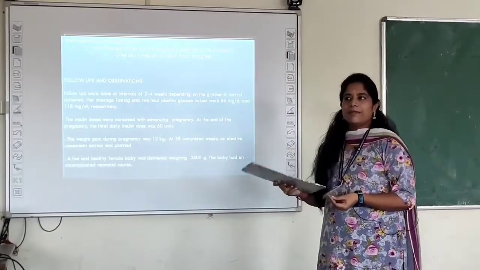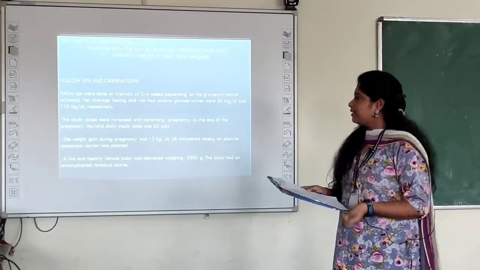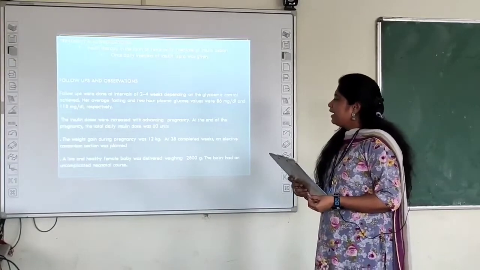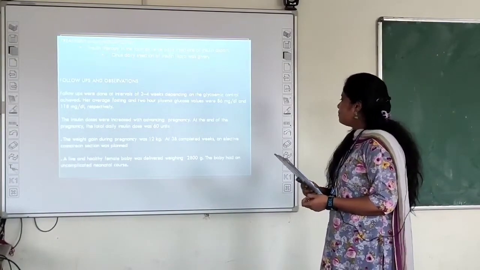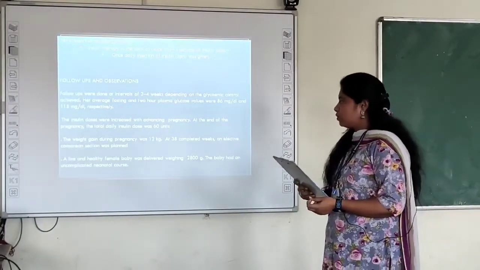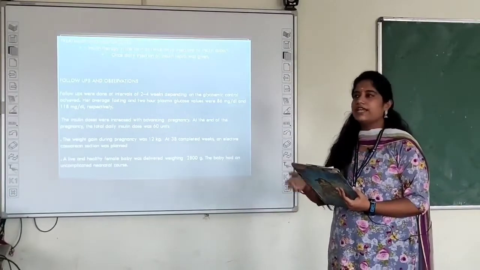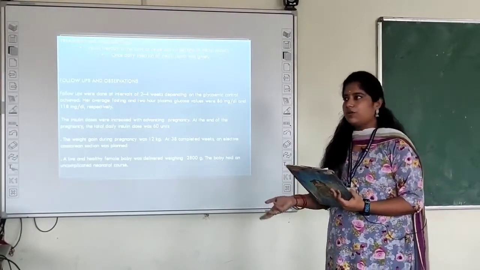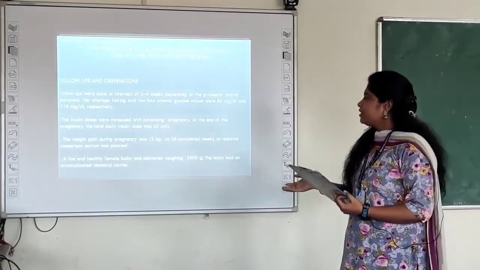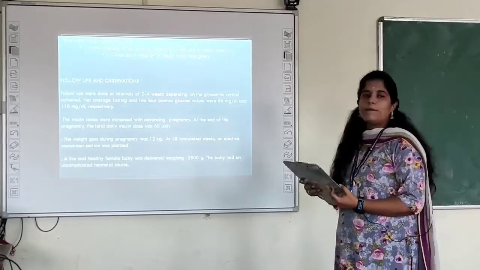So here, though there was no labor or normal delivery, this C-section was planned. A live and healthy female baby was delivered weighing 2800 grams. The baby had an uncomplicated neonatal course. One thing to note here is that sometimes the baby will also get complications like hypoglycemia and overweight, and it will also have blood sugar issues. But here, fortunately, the baby did not get any complications. It was healthy and it was an uncomplicated neonatal course.